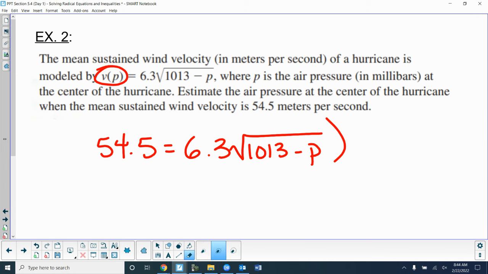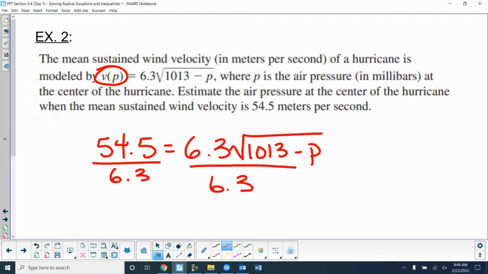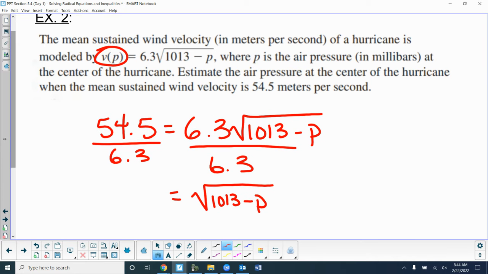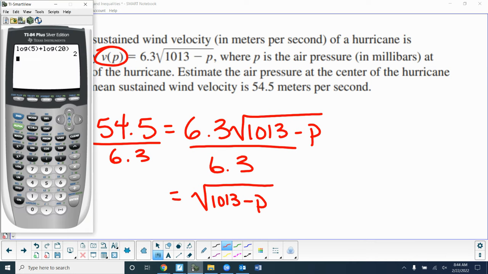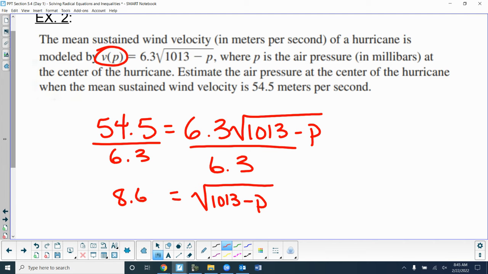Is the radical part isolated yet? No. What do I have to move? 6.3. How do I move the 6.3? Subtract that. Yeah, divide. I'll just show you. So I have the square root of 1013 minus P on the right. What is 54.5 divided by 6.3? 8.65. Thanks, Ted. It was 8.6. Thanks, Caleb.